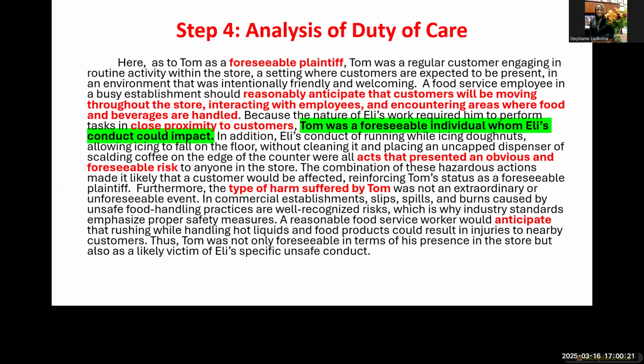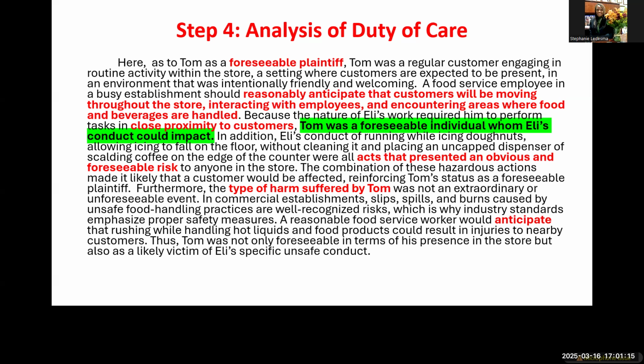Because the nature of Eli's work required him to perform tasks in close proximity to customers. Is that what the fact pattern said? No. But if he's coming out of the back with a pan of donuts as he's trying to ice them and slips, and that slipping runs into wherever the coffee is, and that coffee falls over on Tom, we're not talking about a mega store. We're talking about a place and a space where the workers and the customers, at least based upon the facts, seem to be in close proximity. For those reasons, I say Tom was a foreseeable individual whom Eli's conduct could impact.